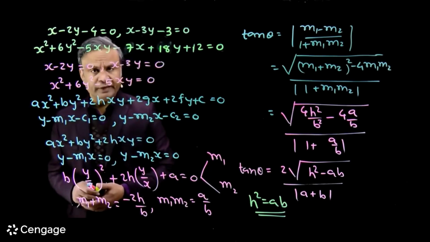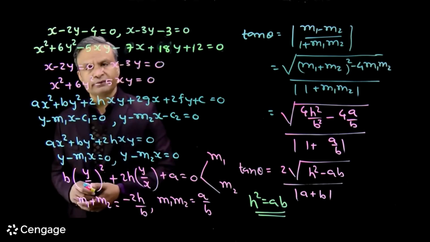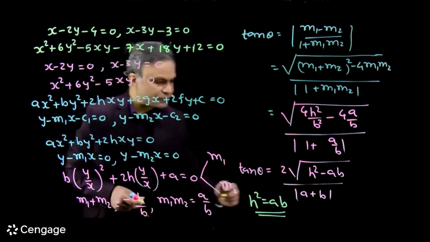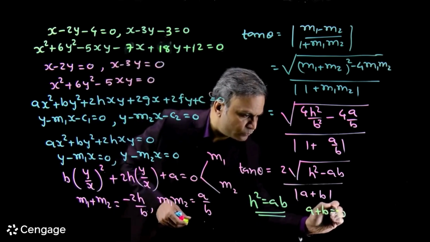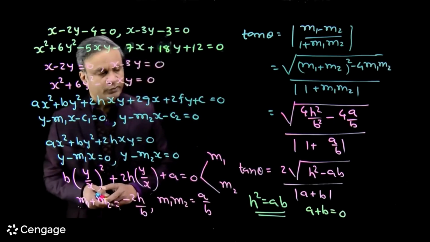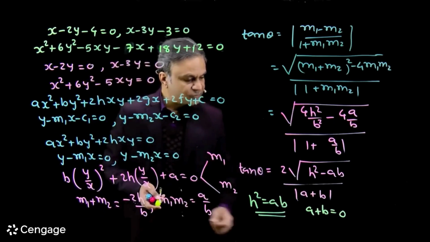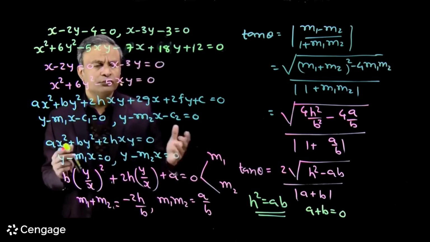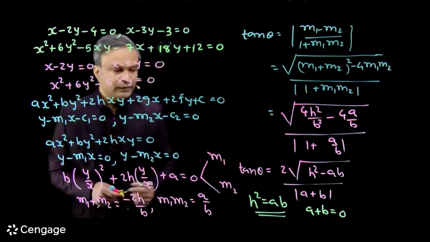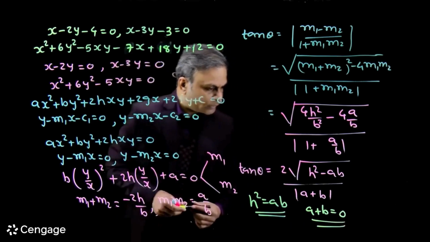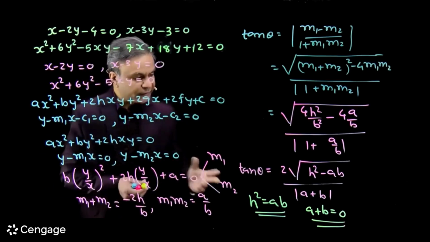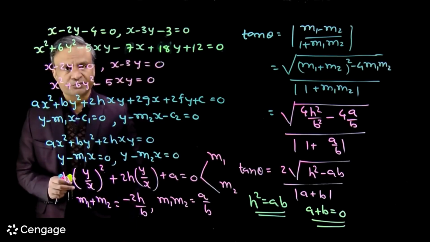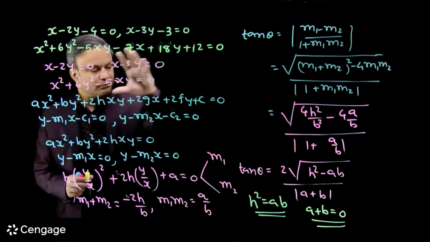And when two straight lines are perpendicular, tan theta approaches to infinity. In that case we have denominator is equal to 0, that means a plus b is equal to 0. जब दो component straight lines perpendicular होंगे तो उसके लिए condition होगा a plus b is equal to 0. A is coefficient of x square, b is coefficient of y square. Sum of coefficients of x square and y square is 0. This is most important condition, okay, for component straight lines to be perpendicular. A plus b is equal to 0. याद रखना, बहुत सारे questions में ये use होता है. Now let's try some questions based on these concepts.